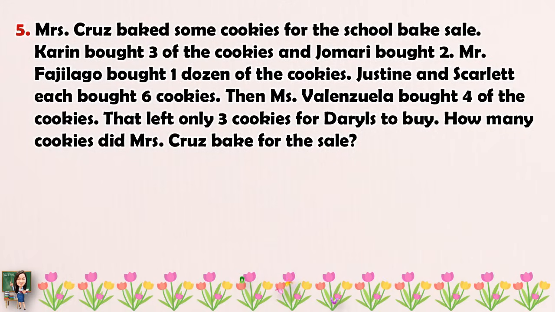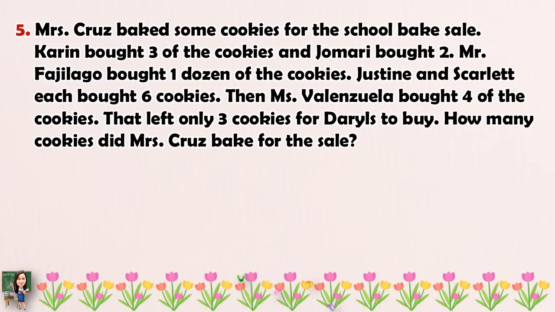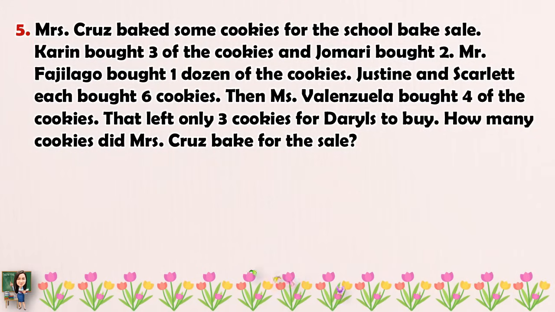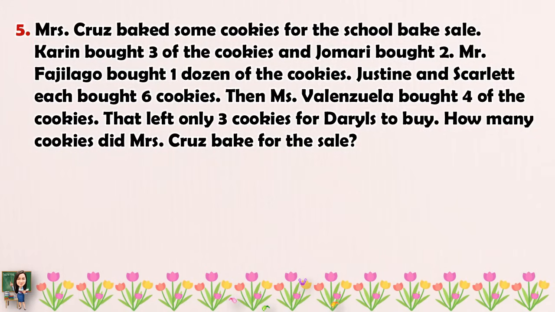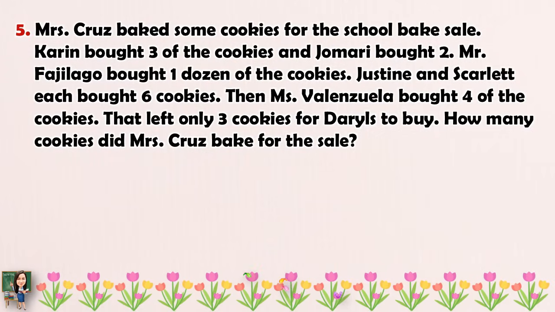And number 5, Mrs. Cruz baked some cookies for the school bake sale. Karine bought 3 of the cookies and Jo Marie bought 2. Mr. Fahilago bought 1 dozen of the cookies. Justine and Scarlett each bought 6 cookies. Then Mrs. Valenzuela bought 4 of the cookies. That left only 3 cookies for Daryl to buy. How many cookies did Mrs. Cruz bake for the sale?